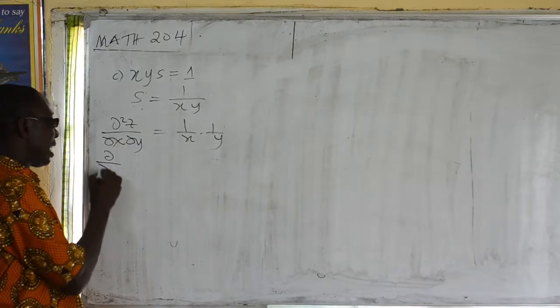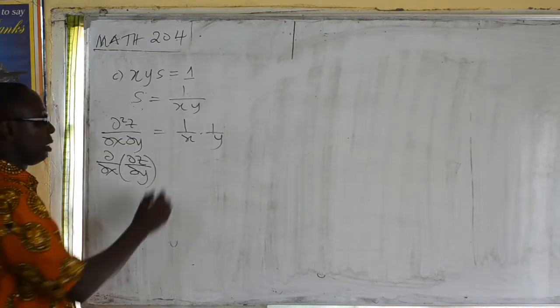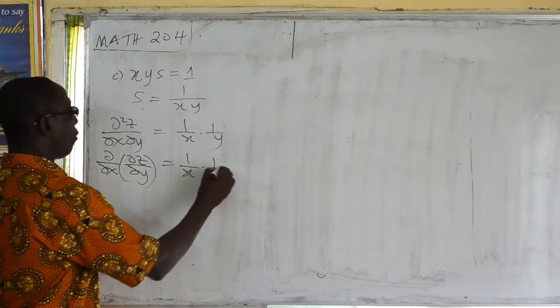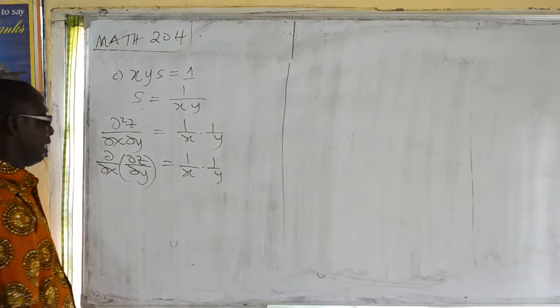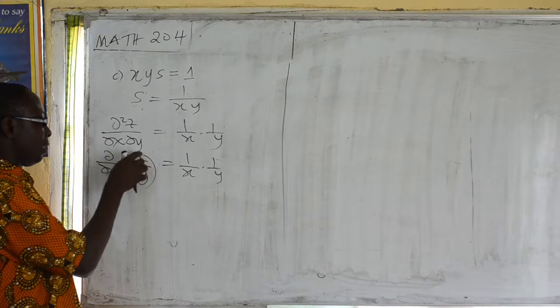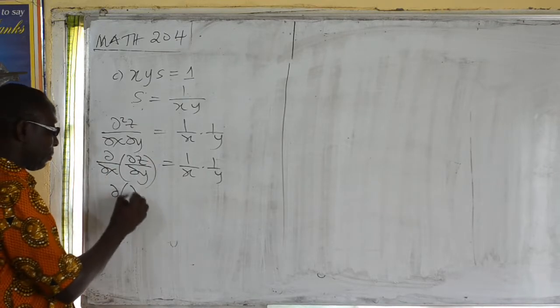So partial squared z over partial x partial y is equal to 1 over x dot 1 over y. So what happened now is we want to find z. So first of all, we remove this. We multiply through by the dx to get this.